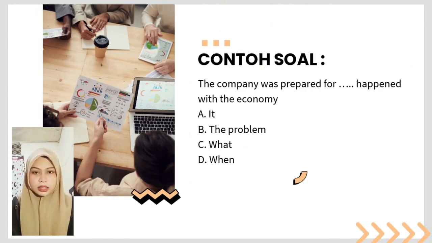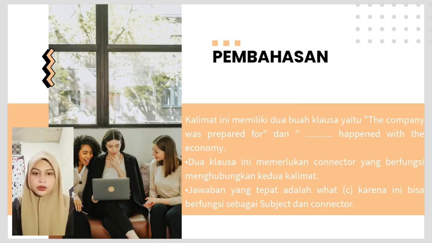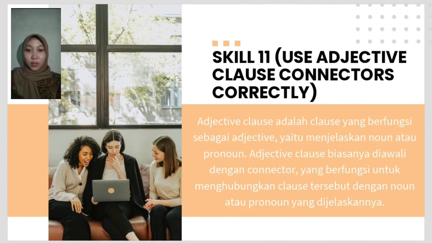Example question: The company was prepared for blank happened with the economy. Multiple choice: A, it; B, the problem; C, what; and D, when. The sentence has 2 clauses, namely the company was prepared for and blank happened with the economy. These 2 clauses require a connector which functions to connect them. The correct answer is what, or C, because it can function as both a subject and a connector.